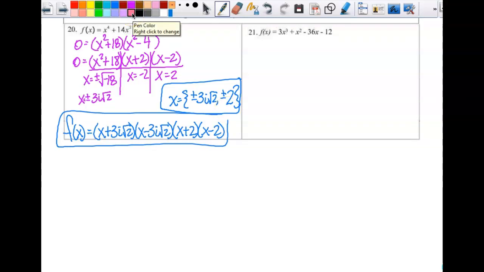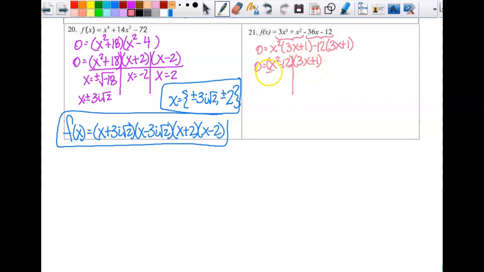Okay, so then do the same thing here. So I'm going to factor by grouping. Can factor out an x squared. That leaves me with 3x plus 1. Then I can factor out a negative 12. That leaves me with 3x plus 1. 0 equals x squared minus 12 times 3x plus 1.